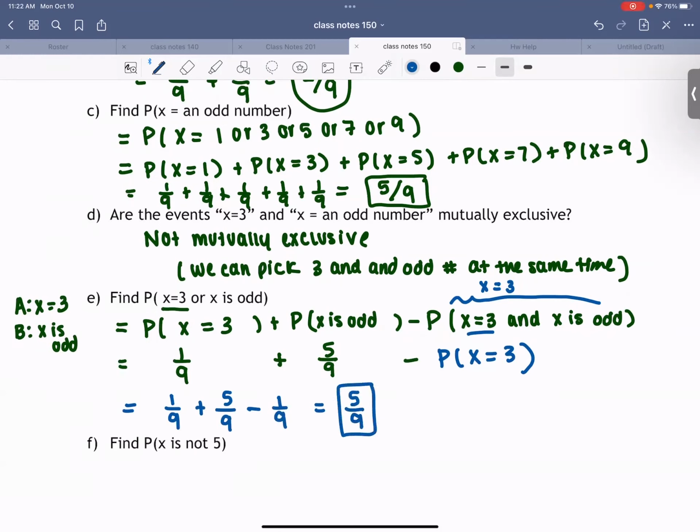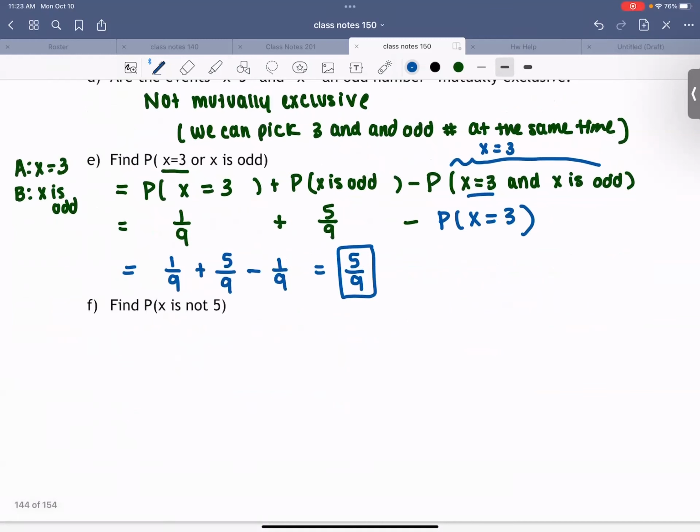Any questions on part E? This one was a little bit tricky. You kind of have to realize that putting them together means that we have just x equals 3, and we're good. Let's do one last one. I'll let you do it on your own. We want to find the probability that x is not 5. Thinking about this, picking 5 versus picking any other number, is that mutually exclusive or not mutually exclusive?